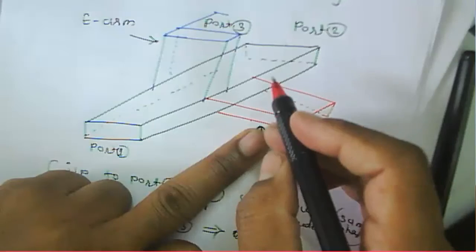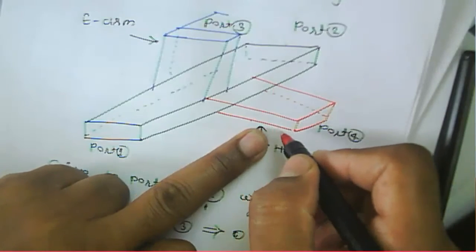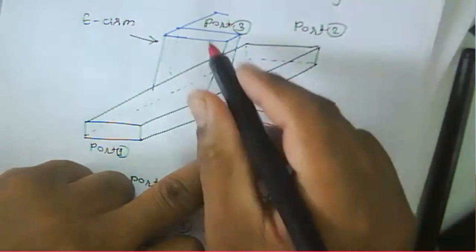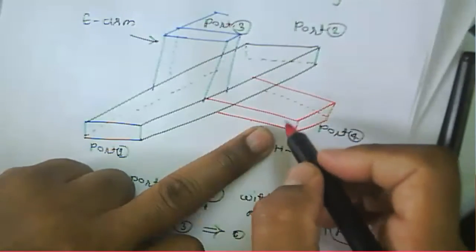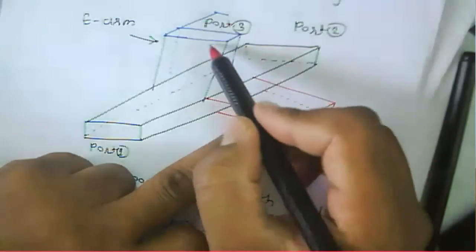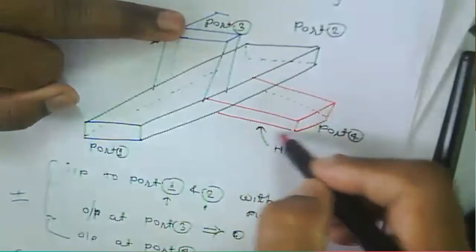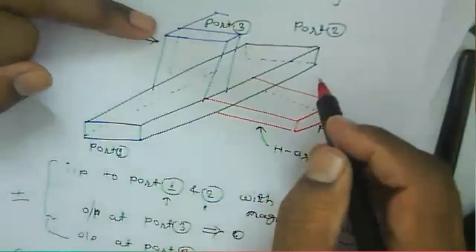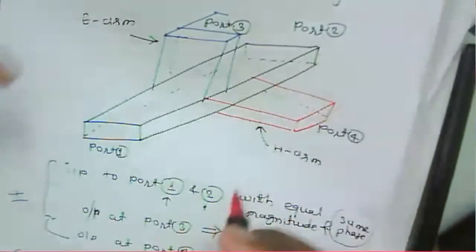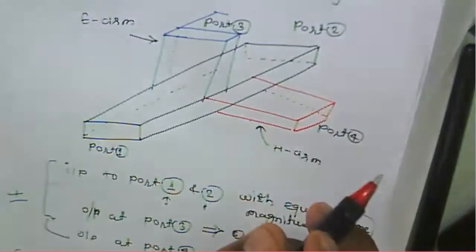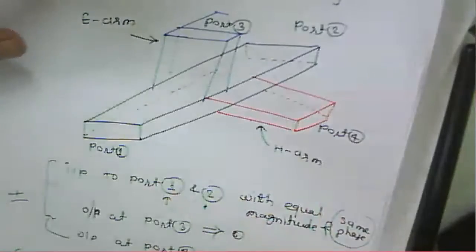So that's why this is called magic T, because even if we provide the input to any one of these ports, say port 4 is the input, then output is not available here, 0. If we provide the input here, output will not be available, 0. So that's why it's called magic T, isolated. And there are a lot of applications of this magic T. We'll see them one by one.